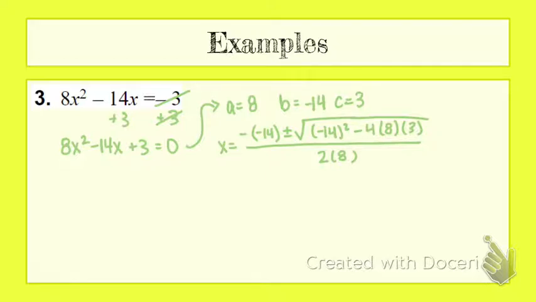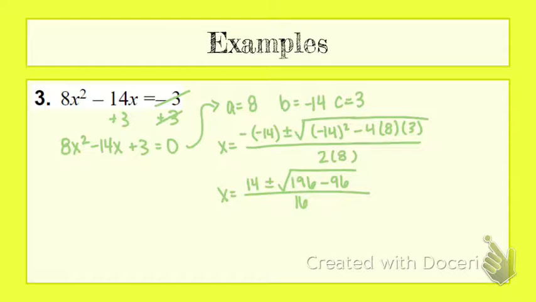Now let's simplify. The first part is going to change negative 14 to positive 14. Two negatives make a positive. Plus or minus, negative 14 squared is positive 196. And then when we multiply these all together, we get minus 96, all divided by 2 times 8, which is 16.